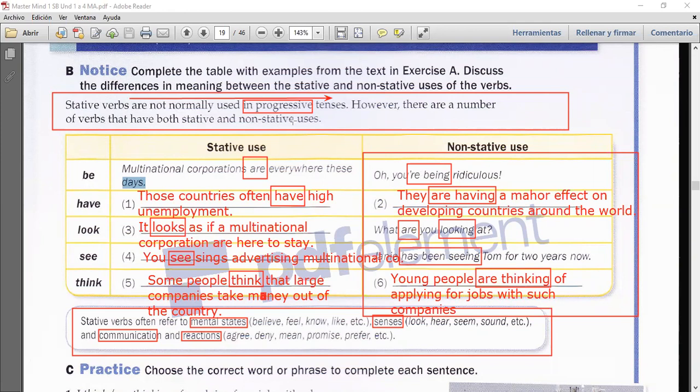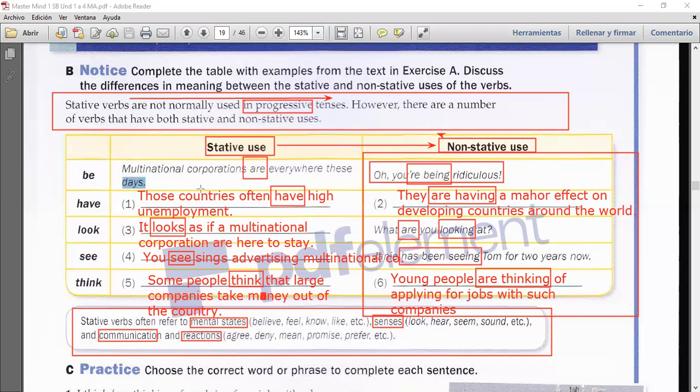Okay, a stative verb changes to non-stative verb. That means a stative verb changes or works as an action verb, as a non-stative verb. And how do we know that? The other words help us to notice if a stative verb is working as an action verb.